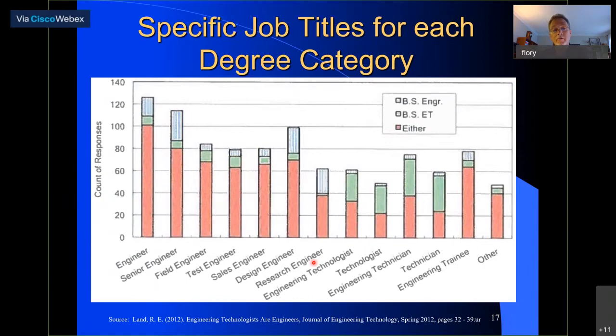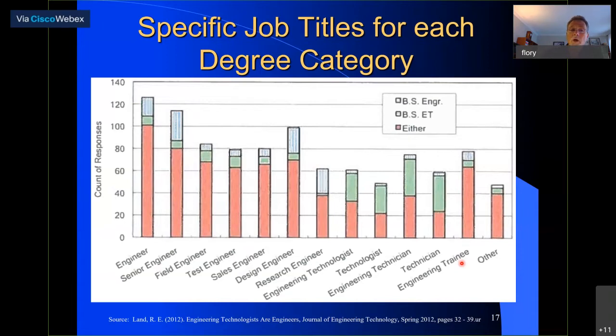We have a stacked bar graph here. And basically what I'm trying to point out with this slide is that the blue, which may look white on some screens, the blue bars here would be the professionals who have the Bachelor's of Science degree in engineering technology, okay? And you see that the BSET, cutting it short, the BSET degree can lead to the title of engineer. It can lead to the title of senior engineer. In fact, it can lead to any of these titles whatsoever, okay?